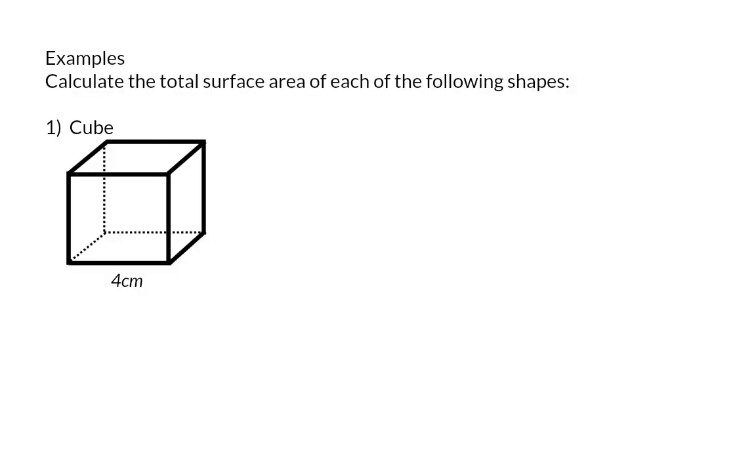Calculate the total surface area of each of the following shapes. Our first shape is a cube, which means that all the side lengths are the same, and in this case 4 centimeters. Unfolded, this cube consists of 6 squares. So, to determine the total surface area of this cube, I'm going to add up those 6 areas. And each square is an area of side squared. We know that each side is 4 centimeters. Therefore, the total surface area is 96 centimeters squared.